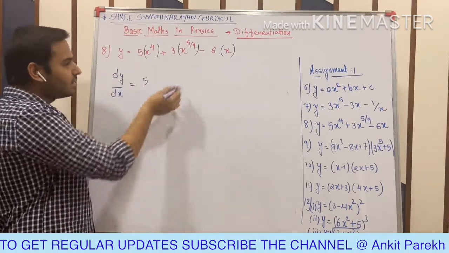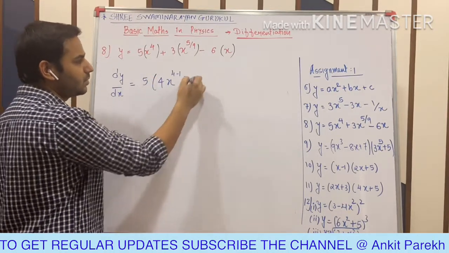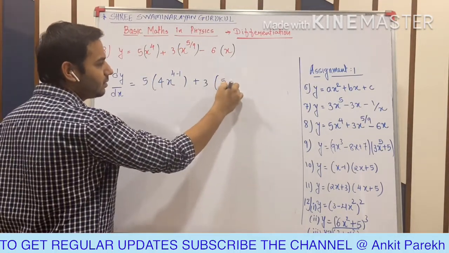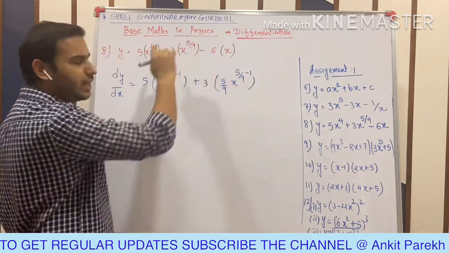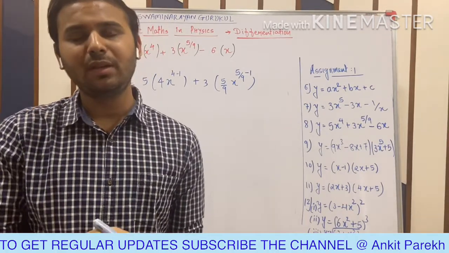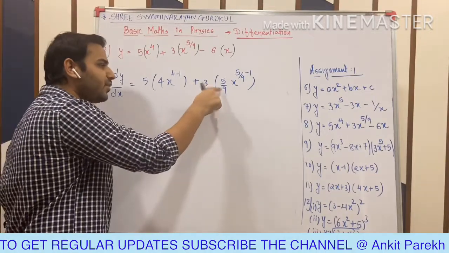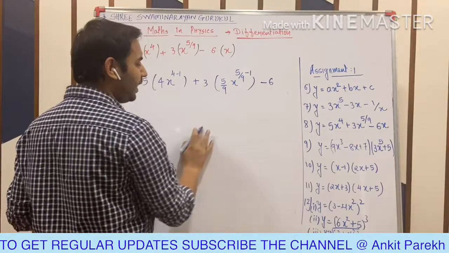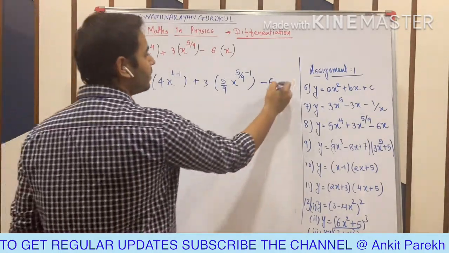Now dy by dx. 5 as it is, x raised to 4, 4 x raised to 4 minus 1 plus 3 5 by 9 x raised to 5 by 9 minus 1. Whatever the power of x is given, consider it as n, and differentiation of x raised to n is n x raised to n minus 1. So here instead of n, 5 by 9 was there, 5 by 9 x raised to 5 by 9 minus 1. 6 as it is because it's constant term, and differentiation of x is 1.